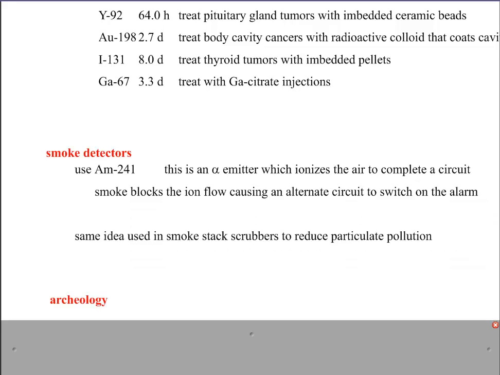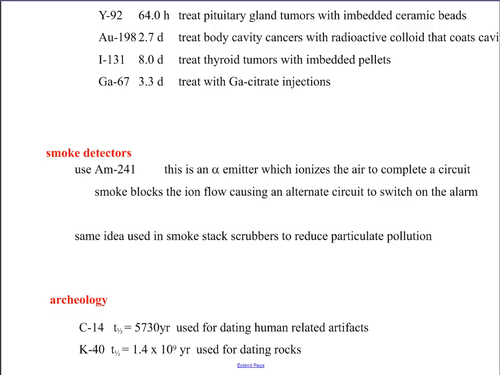We've already talked about archaeology and the isotopes that tend to be used there. Carbon-14 for organic remains, potassium-40 for geologic dating.